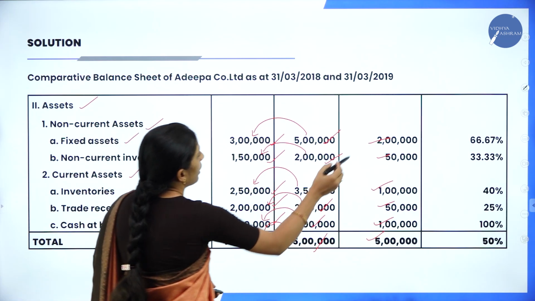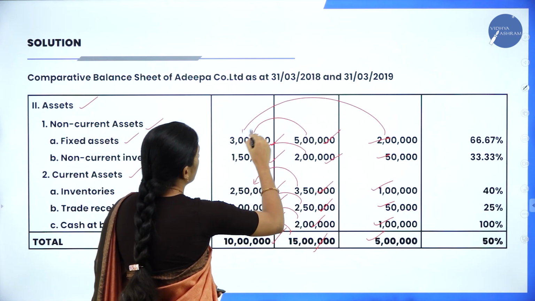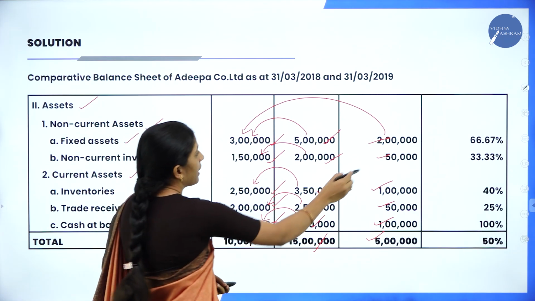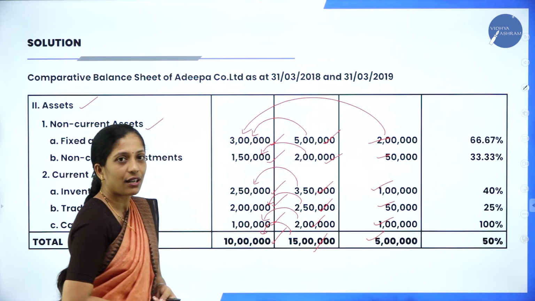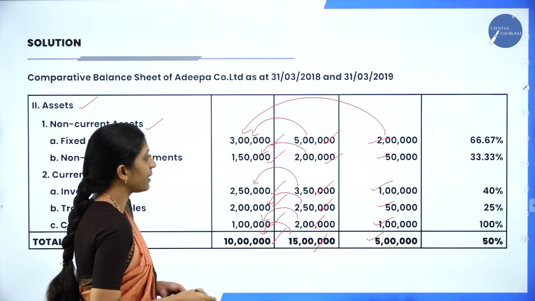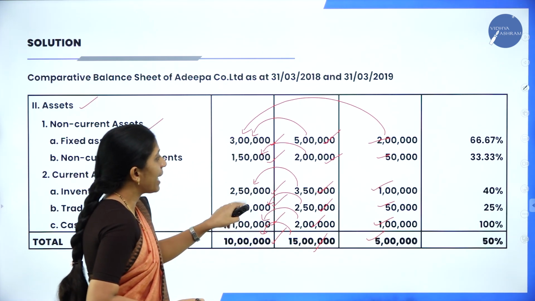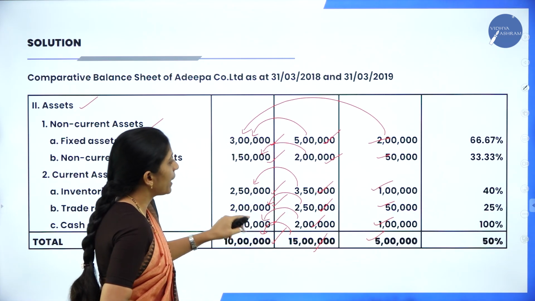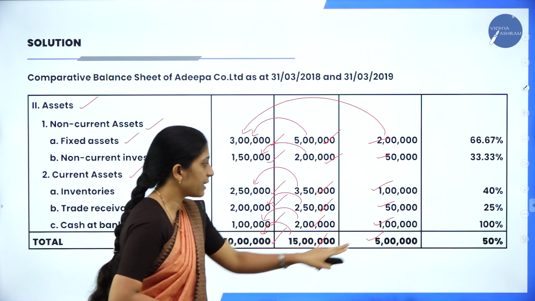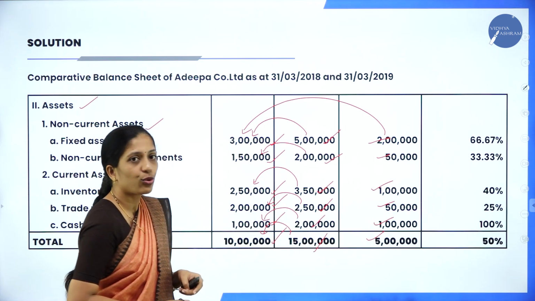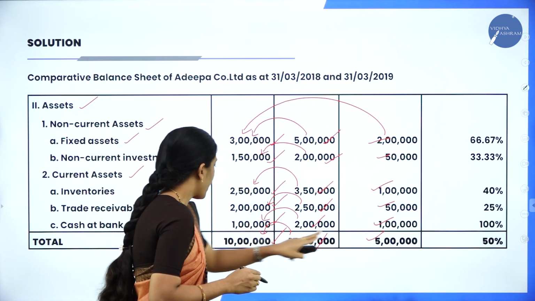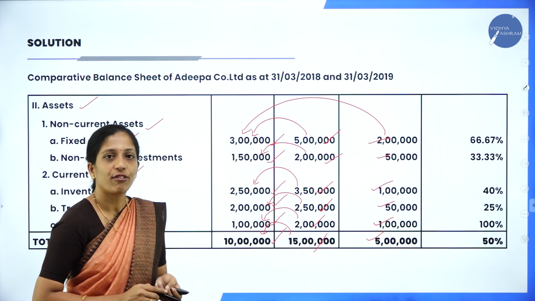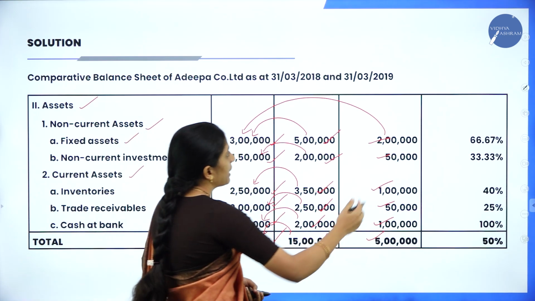Now here also, how do you calculate? 2 lakh divided by 3 lakh into 100. Next, 50,000 divided by 1 lakh 50,000 into 100, 33.33. 1 lakh divided by 2 lakh 50,000 into 100, 40%. 50,000 divided by 2 lakh into 100, that is 25%. 1 lakh divided by 1 lakh into 100, 100%. 5 lakh divided by 10 lakh into 100, 50%. So, hope you are clear with this column.